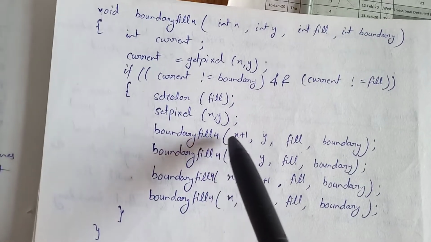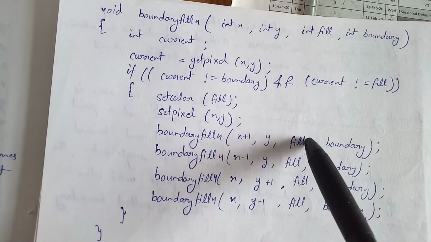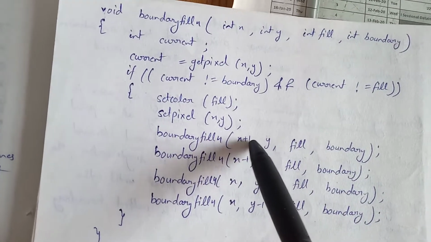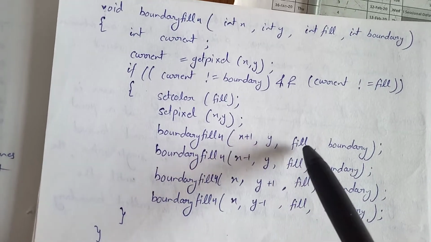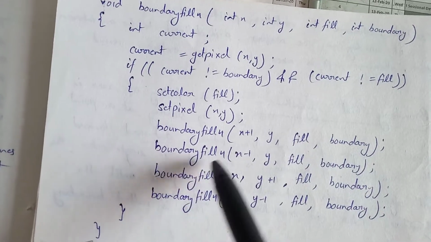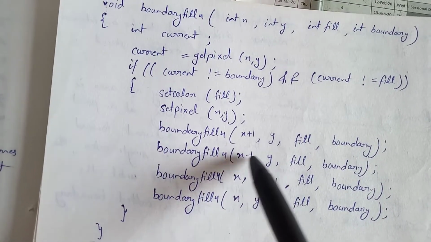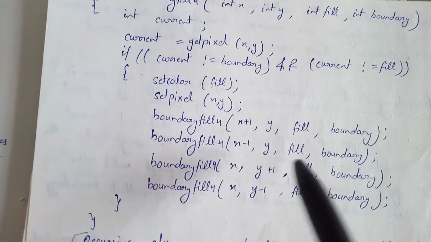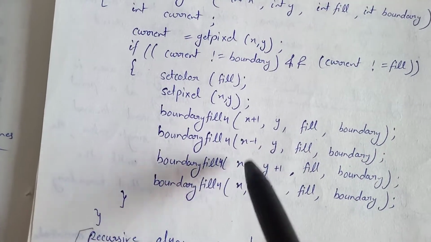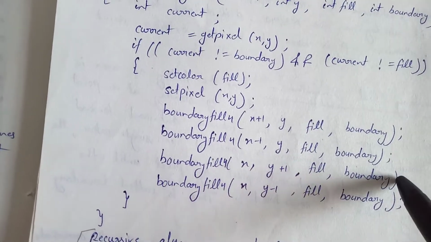Now come to the next location. This is x plus 1, means the right side point or right side pixel. x plus 1, same location of y, fill that particular color and match with the boundary. Next is x minus 1, left side, y and color. Another is the top point, x is similar, y plus 1 and the same parameters.